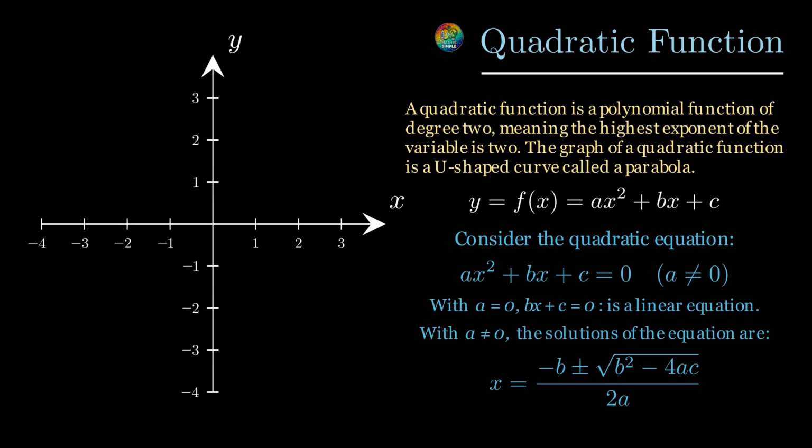As long as a is not 0, we can always find the solution using the famous quadratic formula. x equals negative b plus or minus the square root of b squared minus 4ac, all over 2a. This formula gives us the exact points where our parabola crosses the x-axis.